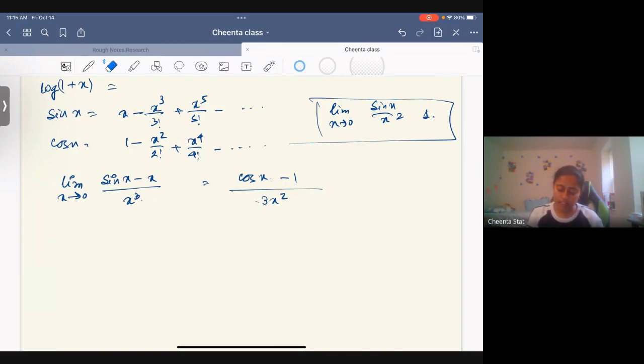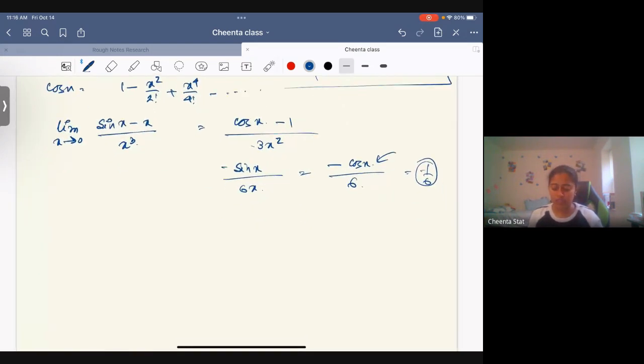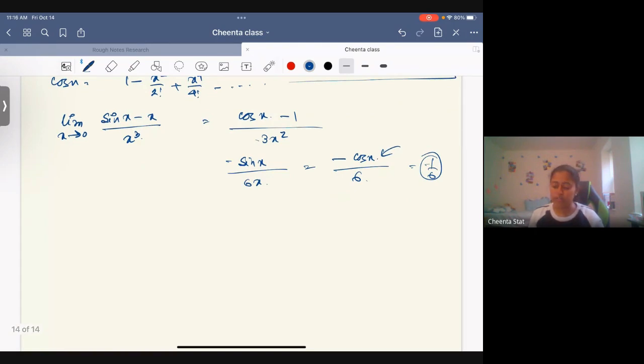Cos x differentiates to minus sin x. Minus sin x, minus 1 will be 0. And 3x squared will be 6x. But again, it is 0 by 0 form, and I'm tired to do that again. Minus sin x is again minus cos x, and this is 6. And yeah, L'Hospital is working in this situation. So if you put x equals to 0, then it is minus 1 by 6. This is the limit. If you want to find it like that, it's quite okay. It's working in this case.